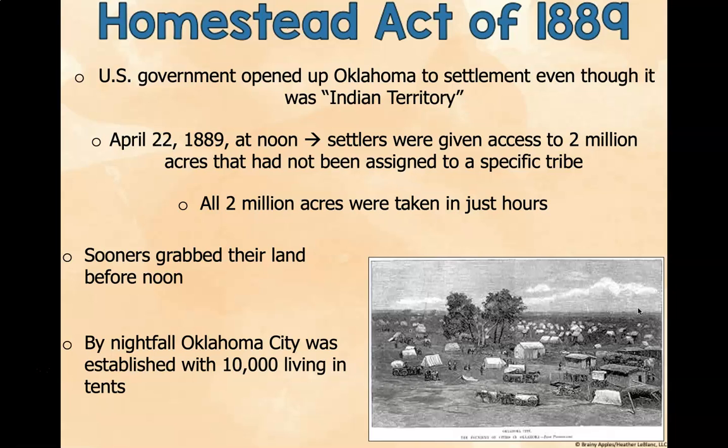On April 22nd, 1889, at noon, settlers were given access to 2 million acres that had not been assigned to a specific tribe. All 2 million acres were taken in just hours. Sooners, that's their nickname, grabbed their land before noon. By nightfall, Oklahoma City was established with 10,000 living in tents. And this is a picture.